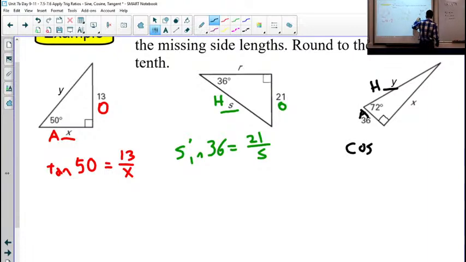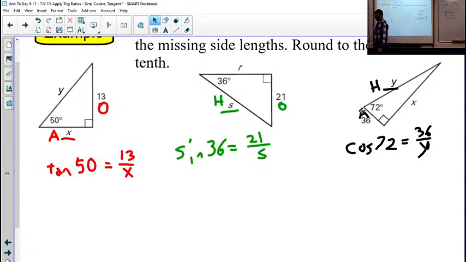Cosine of my angle equals adjacent, which is 36, over the hypotenuse, which is y. We don't care about my opposite right now because we're not trying to solve for x right now. We're trying to solve for y. Okay. Questions there?